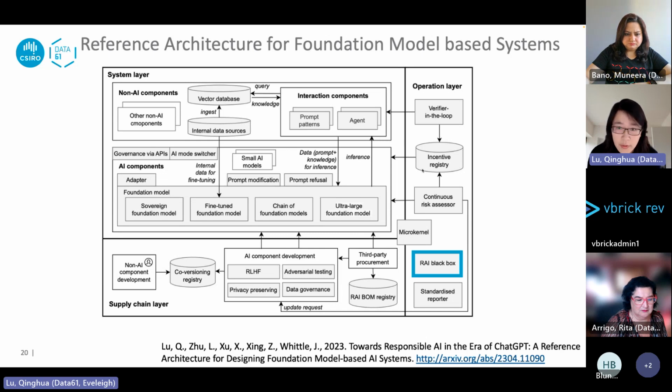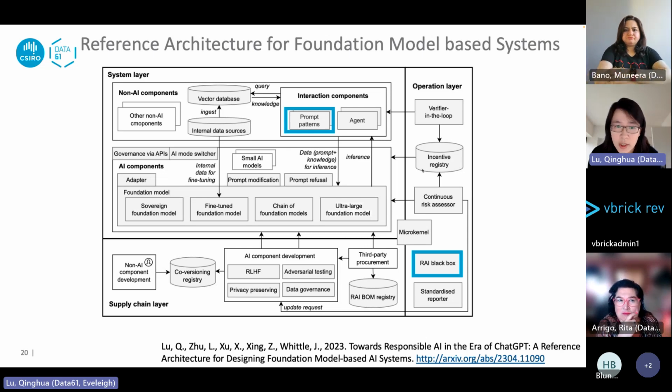And we also have some patterns for the interaction components. So that's the prompt patterns. For example, the think aloud pattern we just use in our risk assessment tool. So it can help to improve the user trust and transparency. We also have a governance via API pattern. So in between the foundation model and the API, we can manage the quality of the conversation by modifying the prompts or refusing the prompts.